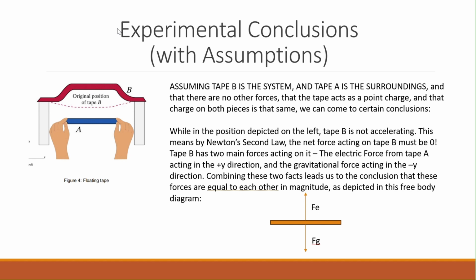While in that position, depicted on the left, tape B is not accelerating. This means, by Newton's second law, the net force acting on tape B must be zero. Now, tape B has two main forces acting on it: the electric force from tape A acting in the positive y direction, and the gravitational force acting in the negative y direction. Combining these two facts leads us to the conclusion that these forces are equal to each other in magnitude, as depicted in this free body diagram.